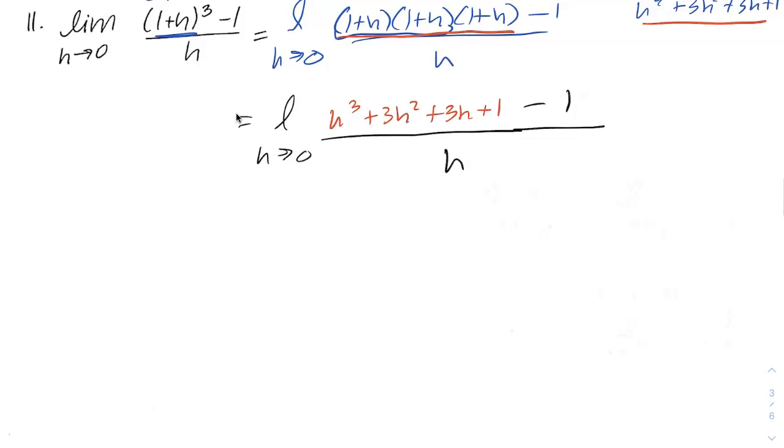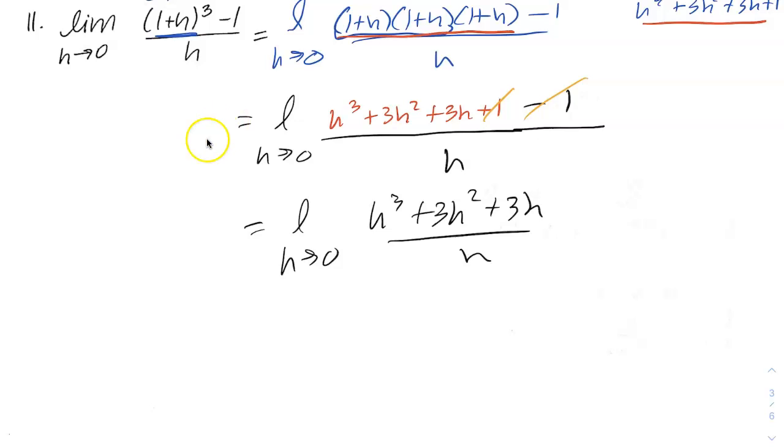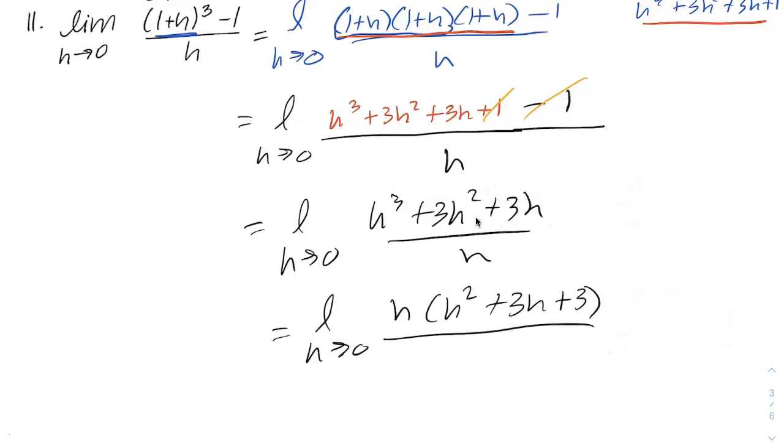And then stuff cancels out. Well, really only one thing. Plus 1 minus 1. So we get, no, sorry, limit as h approaches 0 of h cubed plus 3h squared plus 3h all over h. Now remember, the whole point of this is you just want to plug 0 in. But if I plug 0 in right now, I still get 0 over 0 because there's all h's. So factor. They all have h's on top. So you can factor out an h, and you get h squared plus 3h plus 3 all over h.